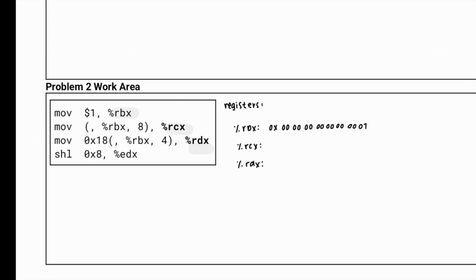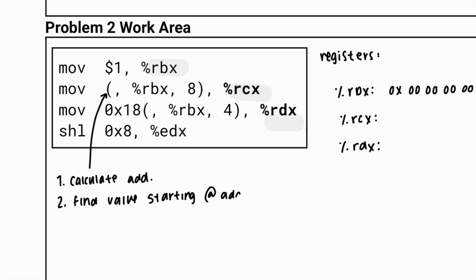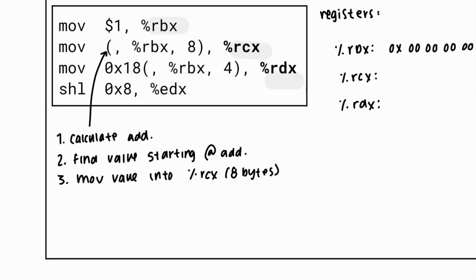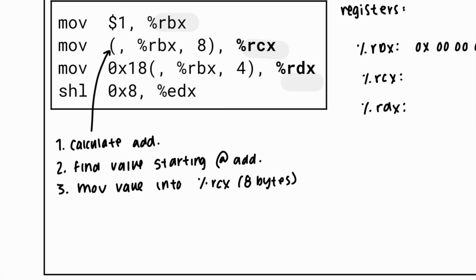Our next instruction asks us to calculate the address and find the value starting at that address. And then finally move the value into RCX, which is 8 bytes. So let's get to calculating the address. We know that we have RBX and 8.